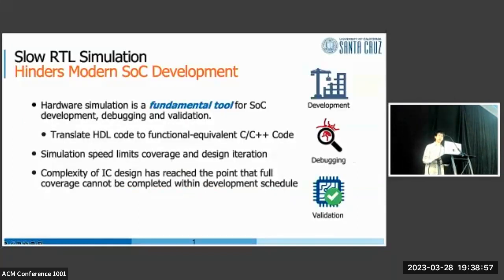Hardware simulation is a fundamental tool for SoC development, debugging, and validation. It basically translates HDL code to functionally equivalent C or C++ code. However, the slow speed of simulation limits coverage and design iteration. This problem is becoming more and more severe as the complexity of IC design has quickly reached a point that full coverage cannot be completed within the development schedule. So naturally, parallel RTL simulation seems to be a viable solution to achieve even higher simulation performance.